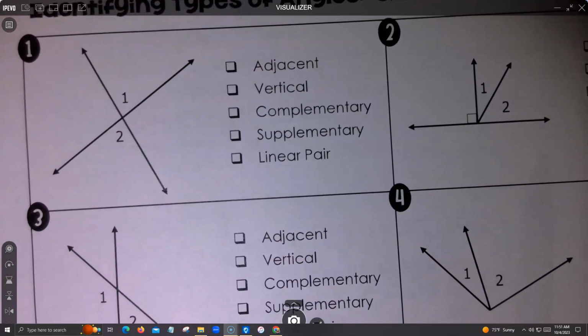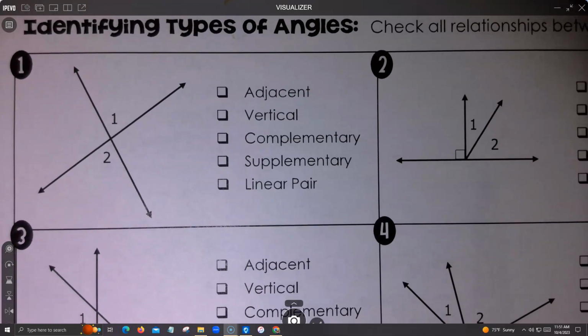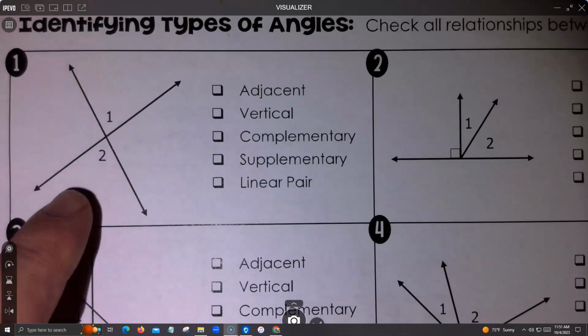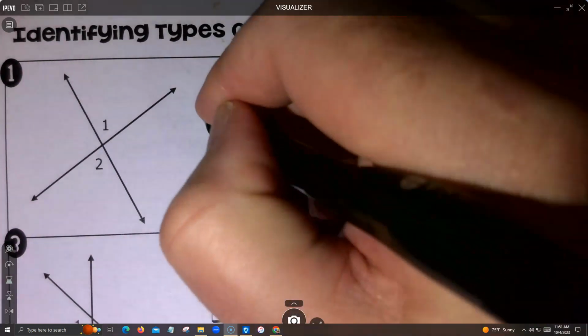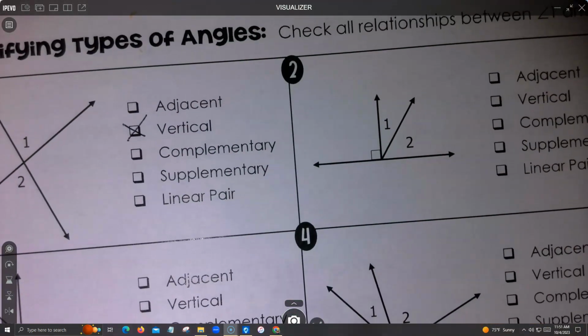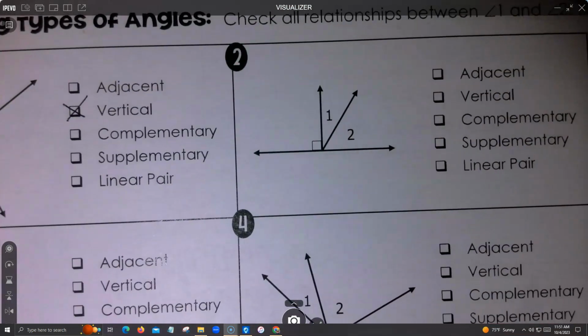All right, so the first one says identifying types of angles. Okay, so again, these are angles that are across from each other, so they're going to be vertical. Oh, it says check all that apply. I'm not following my own rules.